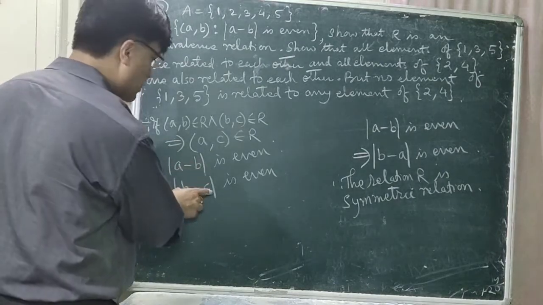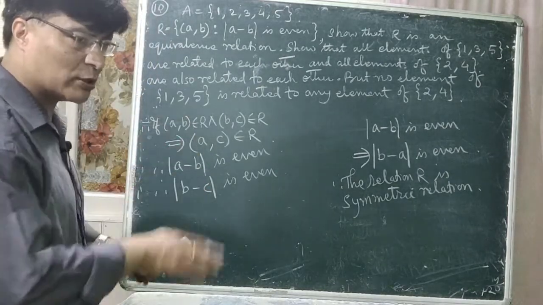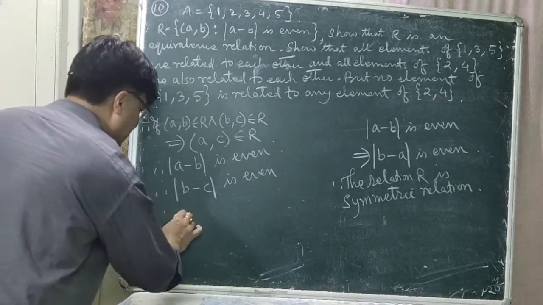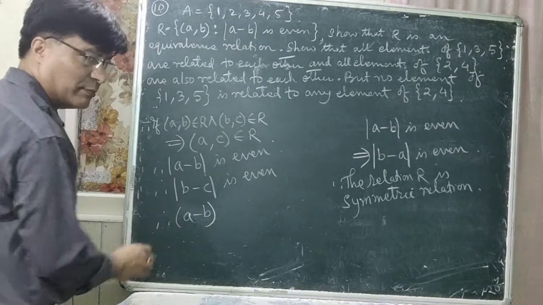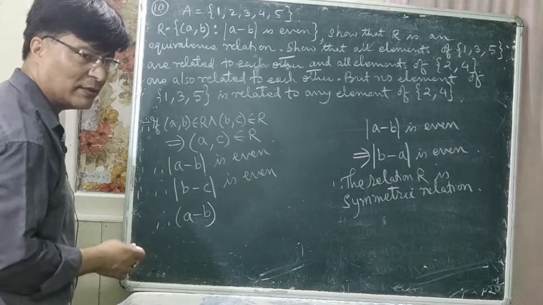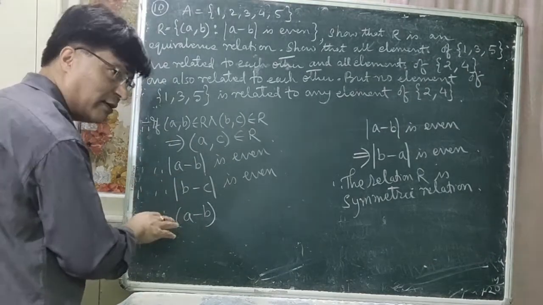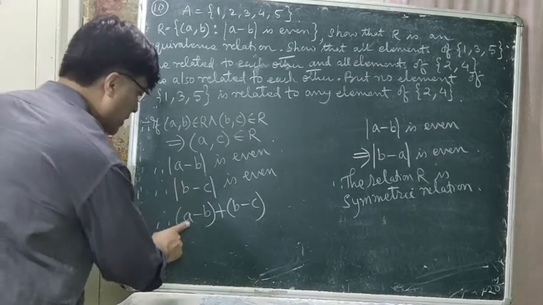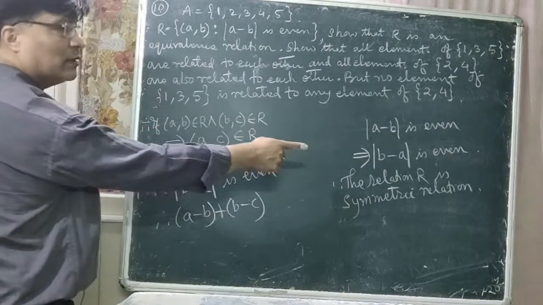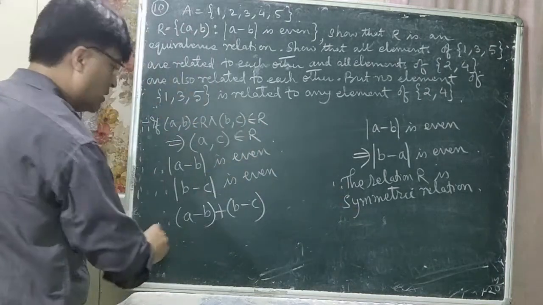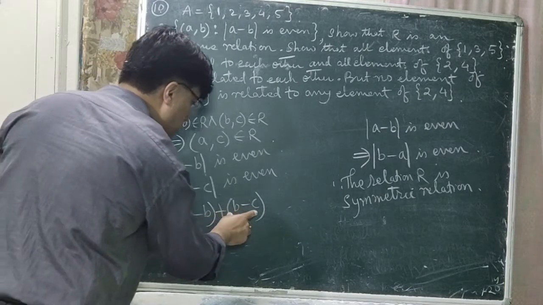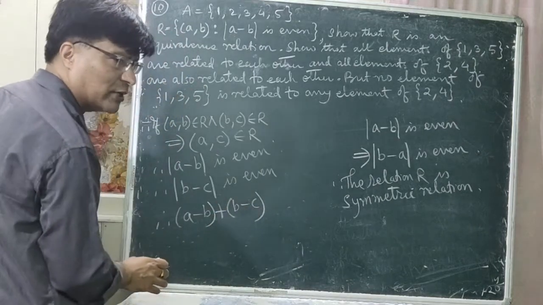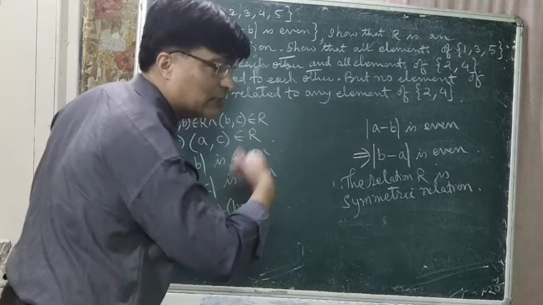A minus B and B minus C are put within modulus sign, so we can add them. A minus B is an even number, whether it is positive or negative, whether it is plus 2 or minus 2. So let us add them: (A - B) + (B - C). Even integer plus even integer is equal to even integer, you know that, isn't it?